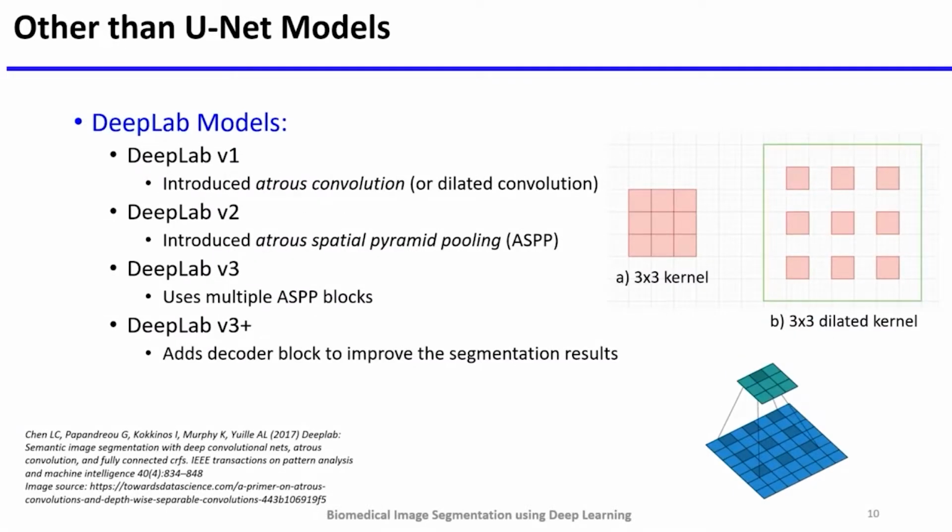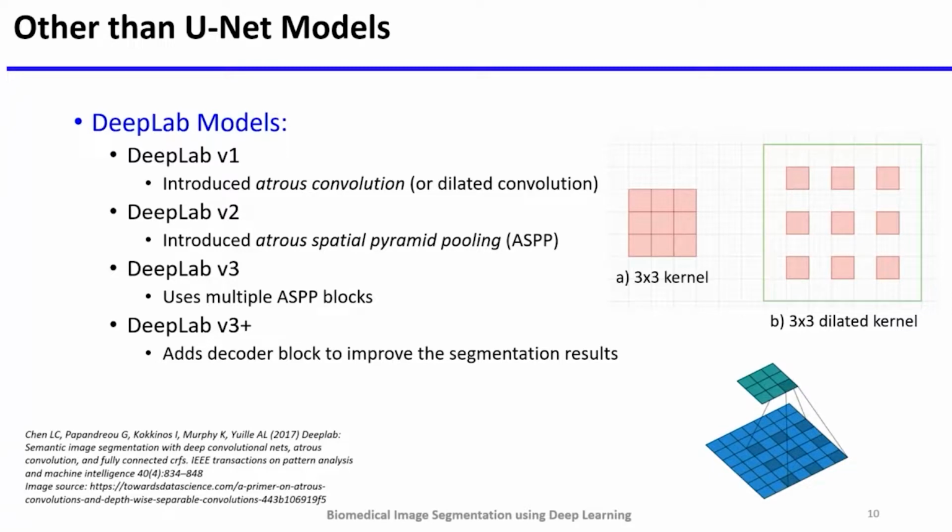Now, DeepLab is another family of segmentation models that have improved over the years, where each phase of enhancement is named as DeepLab V1, DeepLab V2, DeepLab V3, and DeepLab V3+. In DeepLab V1, backbone models such as VGG16 are used for feature extraction, where the pooling layers are replaced with the newly introduced Atrous convolution. In this convolution, in order to increase the coverage or the receptive field of the network while not increasing the parameters, we can pad each filter weight with zeros.